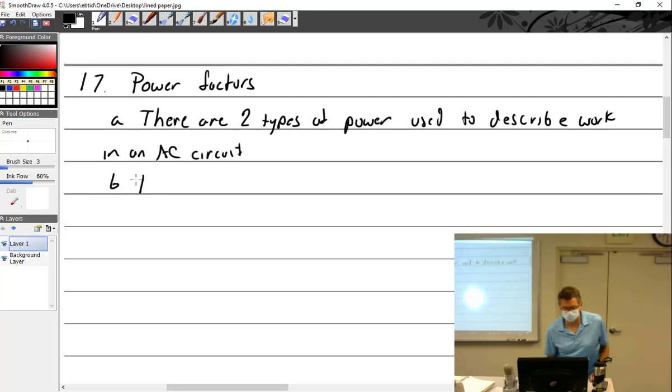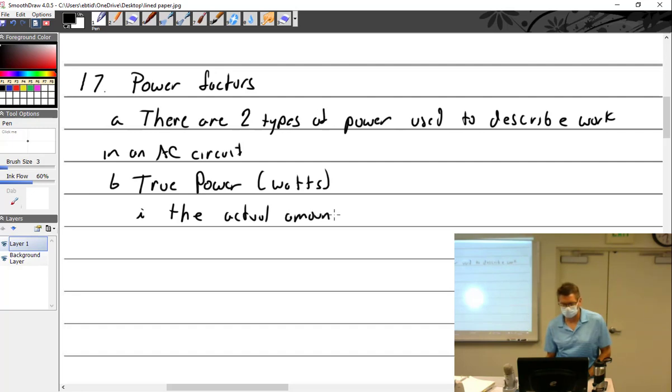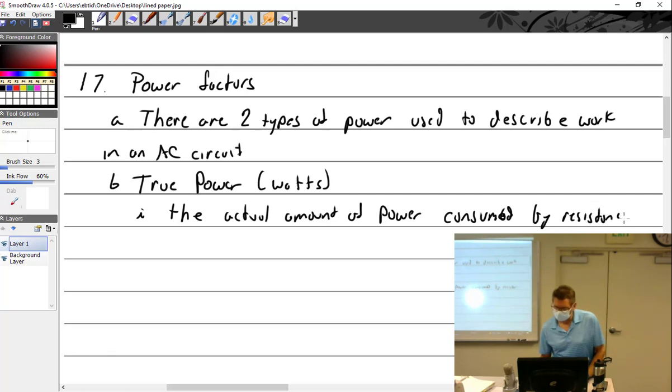This one is true power, which is in watts. It is the actual amount of power consumed. Consumed by resistance, not factoring in inductance or capacitance. So we'll call it X of L or X of C. That was a faster way of writing it.